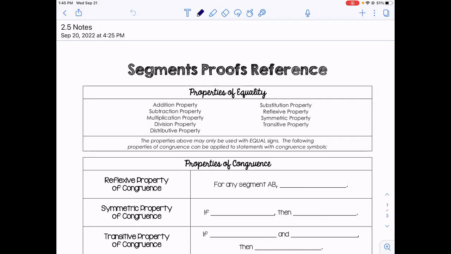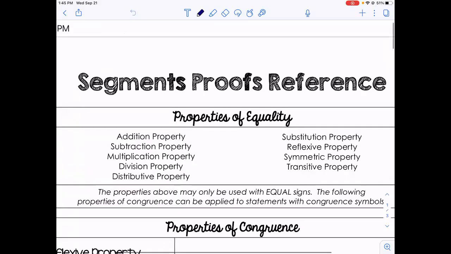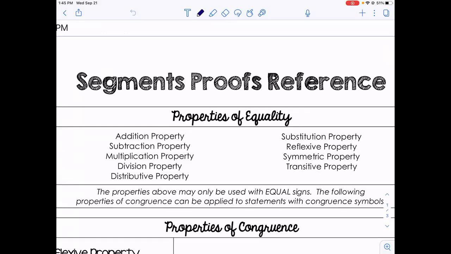Thank you. So we still are going to have all of these properties of equality. So we can still add, subtract, multiply, divide the same thing to both sides. We can still distribute, substitute, reflexive, symmetric, transitive. As long as there's an equal sign, it doesn't matter if we have numbers or algebra. We could have segments. Next week, we'll look at angles, and all of our properties for equality still apply.